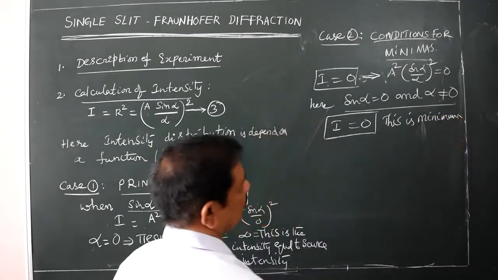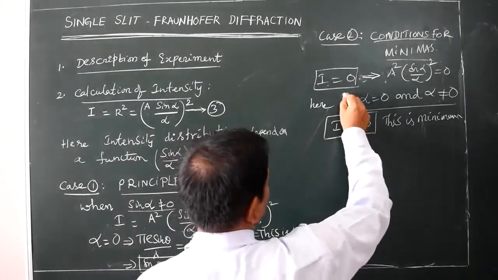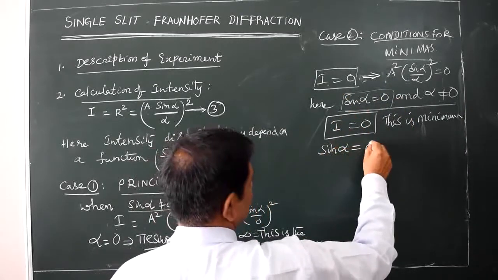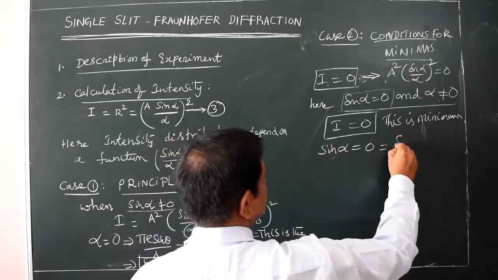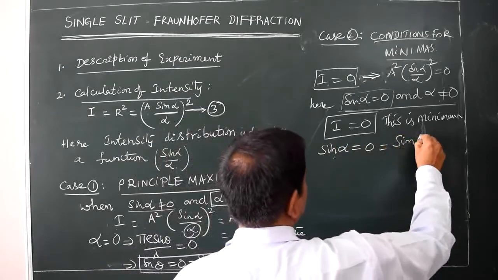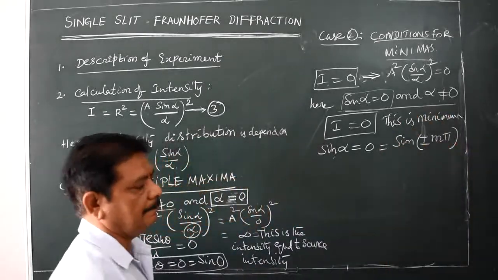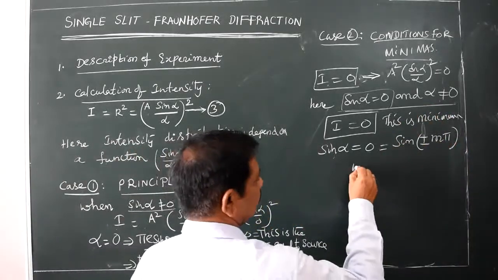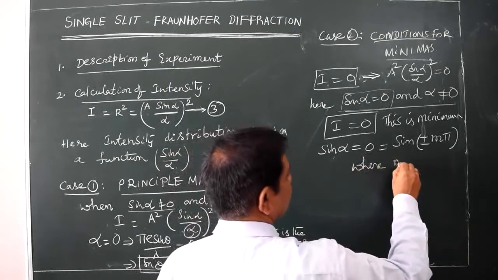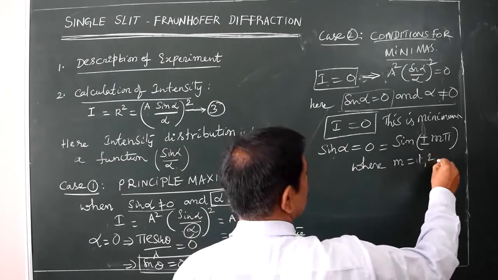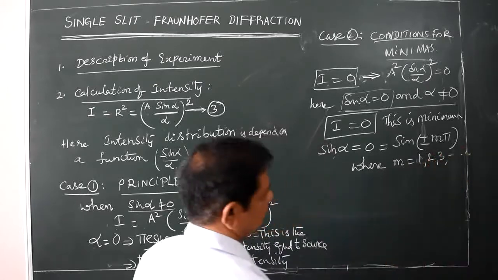This is minimum. Now, what is the condition? Sin alpha is equal to 0. When the sin alpha value is equal to 0, it is sin of plus or minus m pi. You can take m pi, where m is equal to 0, 1, 2, 3 and so on.